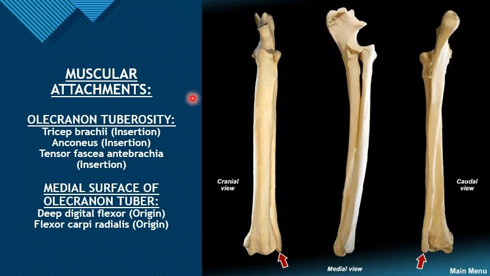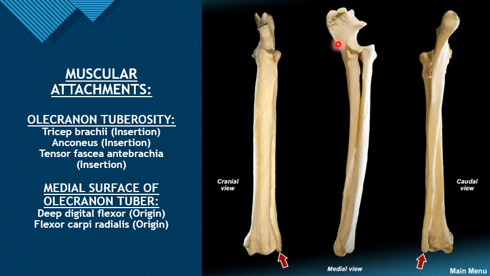Now let's talk about the muscular attachments of ulna. The olecranon tuberosity, which is the enlarged and rounded portion of olecranon, forms the point of elbow. This enlarged and rounded portion of ulna contains insertions for three muscles: the triceps brachii muscle, anconeus muscle, and tensor fasciae antebrachii muscle. So these three muscles are inserted at this rounded olecranon tuberosity.